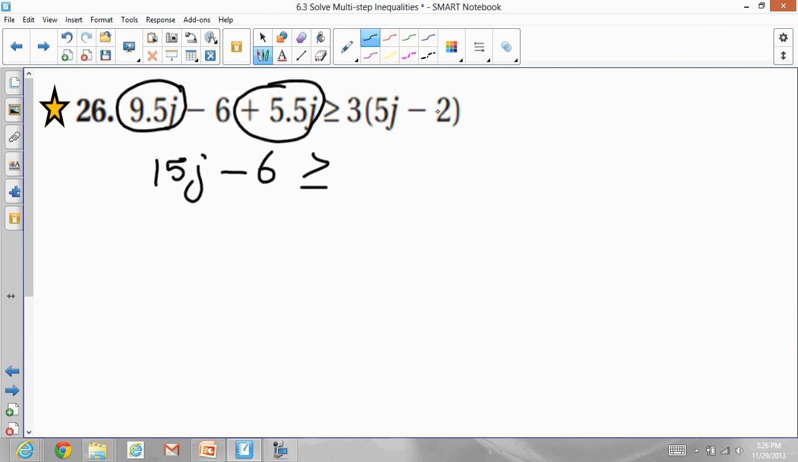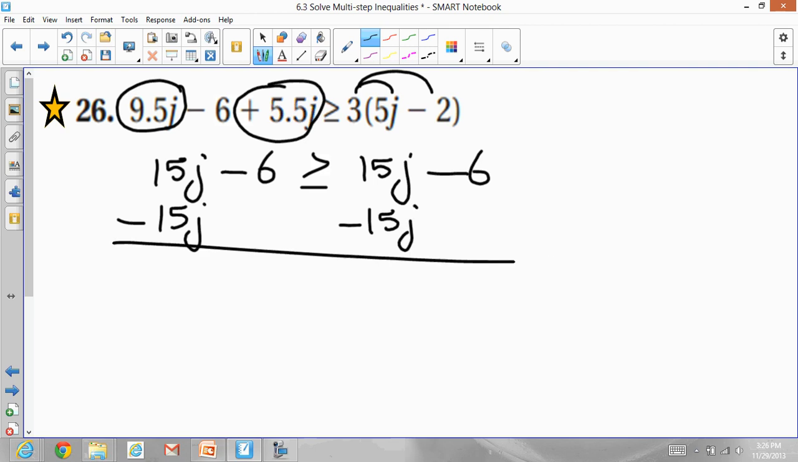On the right side, you're going to do your distributive property. So 3 multiplies 5j to give you 15j, and 3 multiplies negative 2 to give you negative 6. So bring the variables on to one side, minus 15j, minus 15j. Cancel. Minus 6 less than or equal to positive 15j, negative 15j cancels out, and this is going to be negative 6.